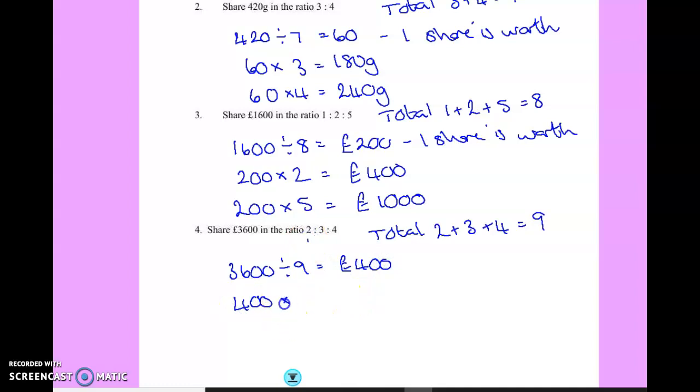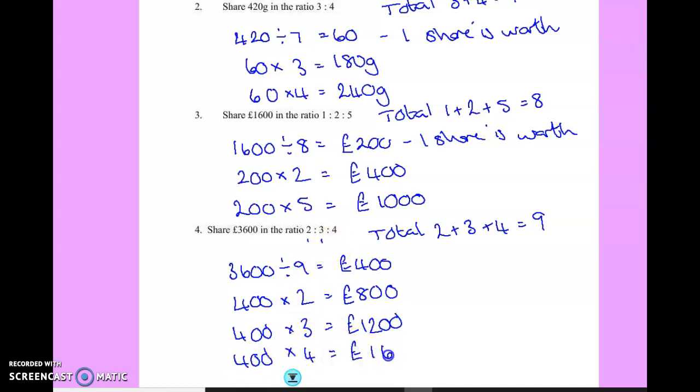Times it by 2. Oh, that's not 880 anything, it's just 800. That's better. Times it by 3. The next one is 1,200 and times it by 4. Just 1,600. Okay. I'll leave you to practice some of these.